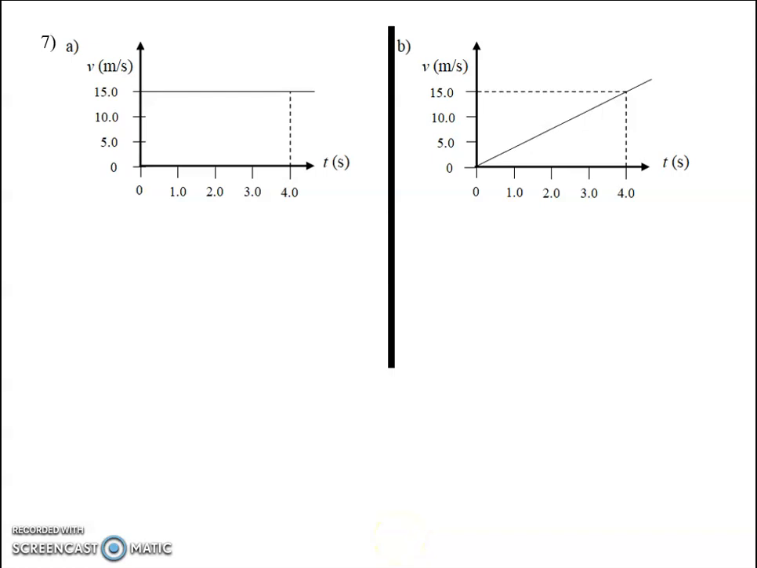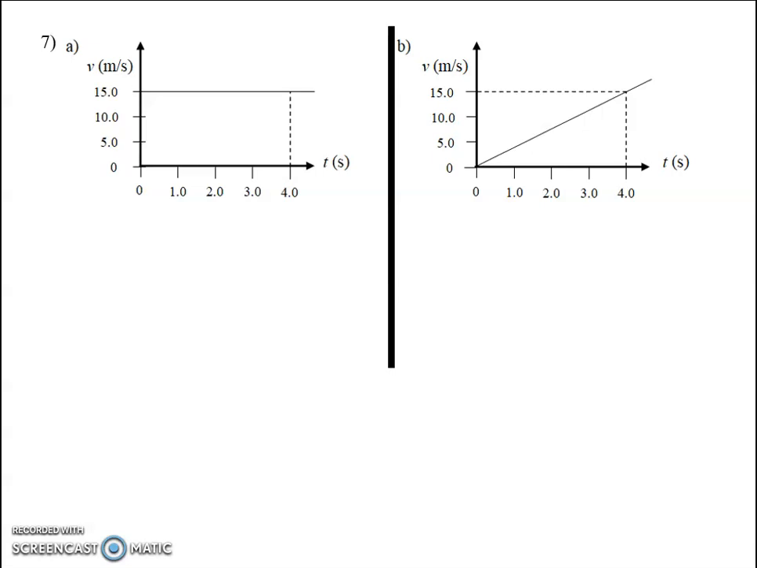Let's take a look at problem number 7. Here we're given two graphs, and your first job is to describe what's going on, considering this to be the motion of a car. Just pause the video and write a little bit about what's shown with each of these graphs. You don't have to write a full sentence or a paragraph, just a couple of notes to describe the motion.